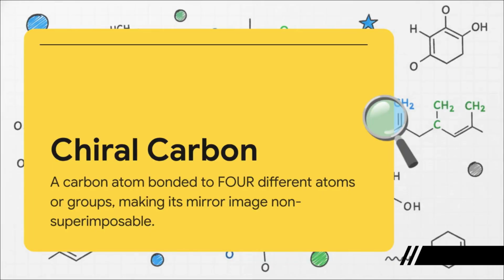So, what on earth is a chiral carbon? Look, the rule is super simple, and you have to burn this into your brain. It's a carbon atom that's attached to 4, count them, 4 different groups. The best analogy? It's your hands. They're mirror images of each other, right? But you can't perfectly stack your left hand on top of your right. It just doesn't work. That's what we call non-superimposable.